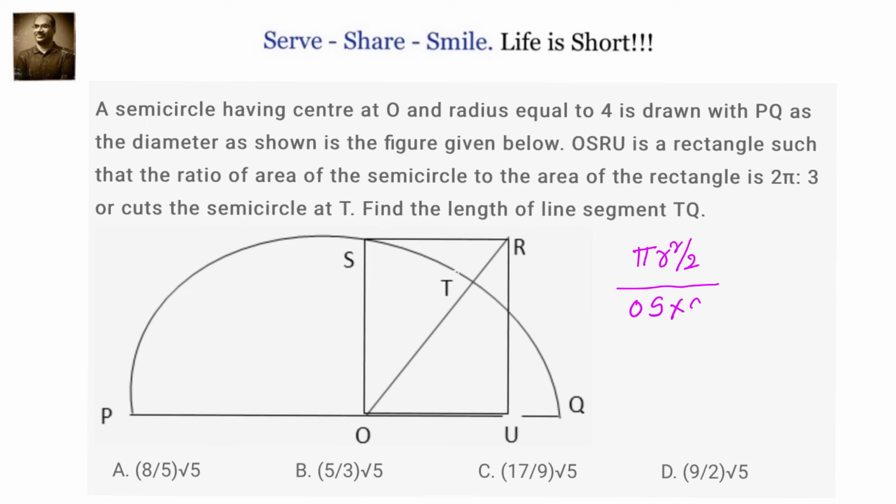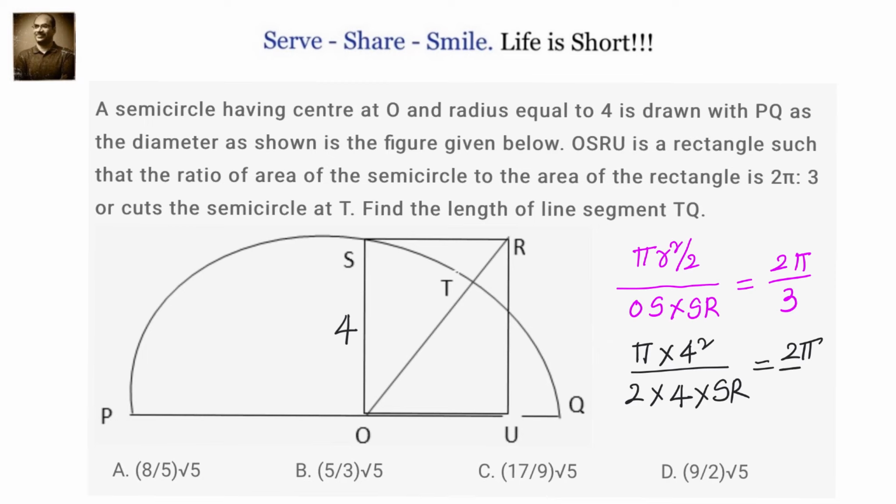For that we will write down area of semicircle divided by area of rectangle equals 2 pi by 3. Area of semicircle is pi r square by 2 and area of rectangle is length into breadth. So pi into 4 square by 2, divided by 4 into SR, equals 2 pi by 3. Simplifying that, we get SR equals 3.